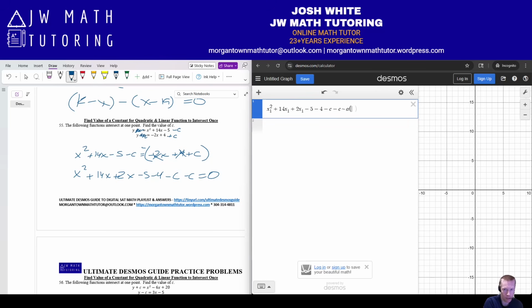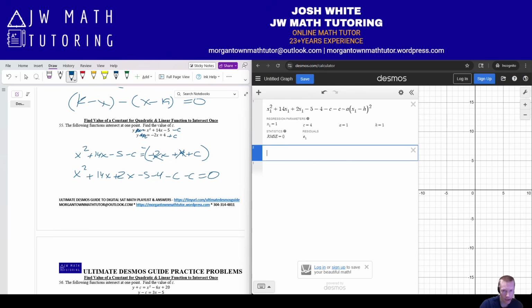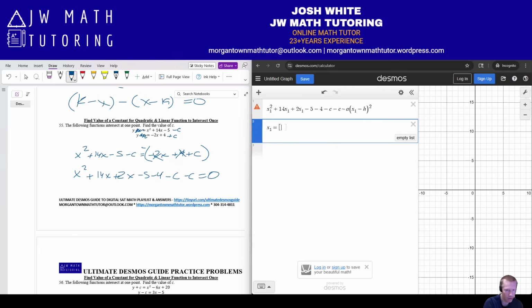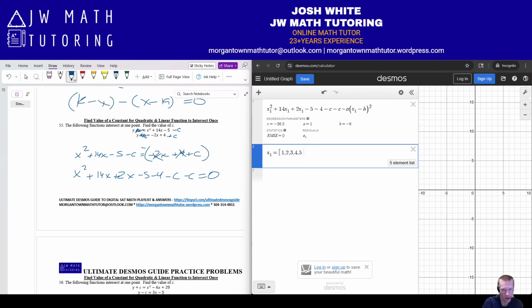And I'm going to do regression to the vertex form, but with a y-coordinate, i.e. a k value, equal to 0. Okay, so it's given me a value of c. Again, that is not the correct value of c because it's treating x1 as a constant, so I need to do my list for x1. All right, so now once I've entered in a bunch of values, here is the correct value for c, negative 36.5. That is the correct answer here.